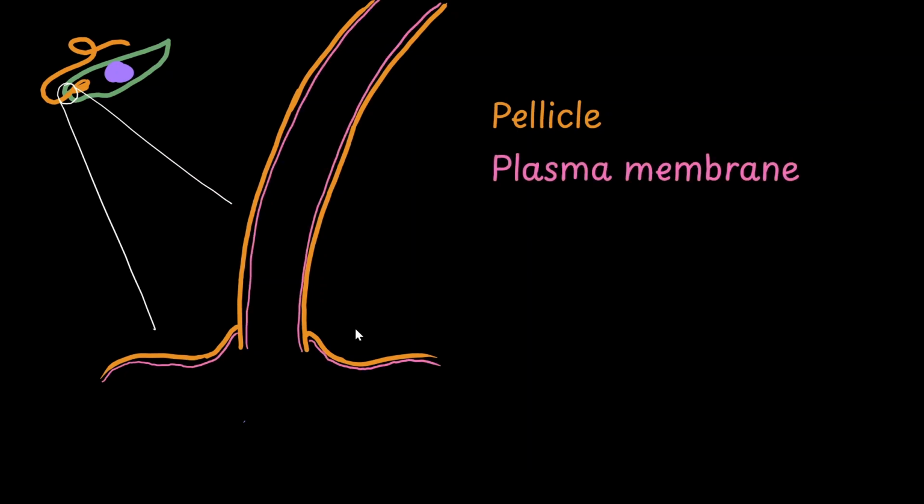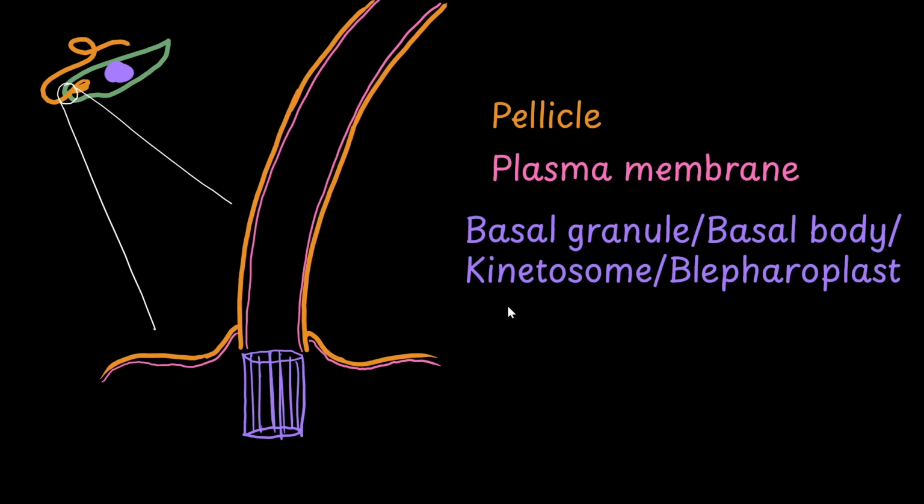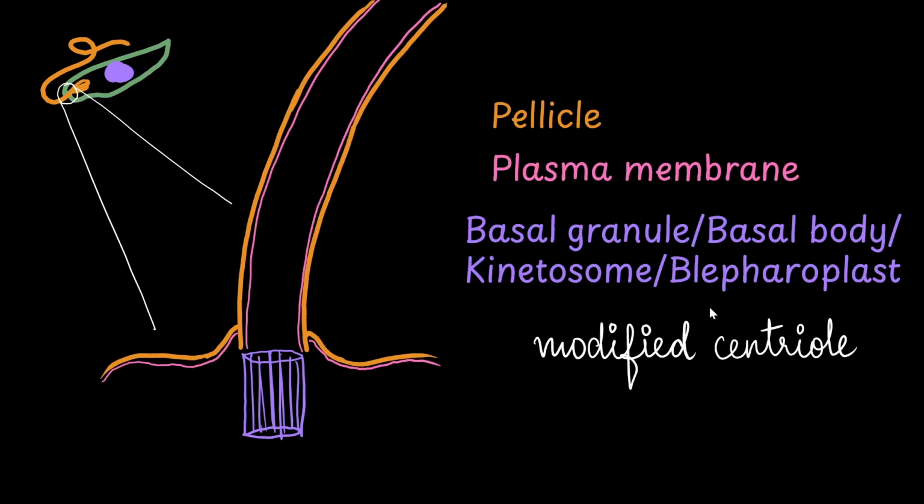And just below the flagella or cilia, we find an organelle called the basal body or the basal granule, kinetosome or blepharoplast. This is the organelle responsible for the formation of flagella and cilia. It is a modified centriole and it is present in the ectoplasm, meaning on the edges of a cell, almost near the cell membrane. Its structure is very similar to that of a centriole.